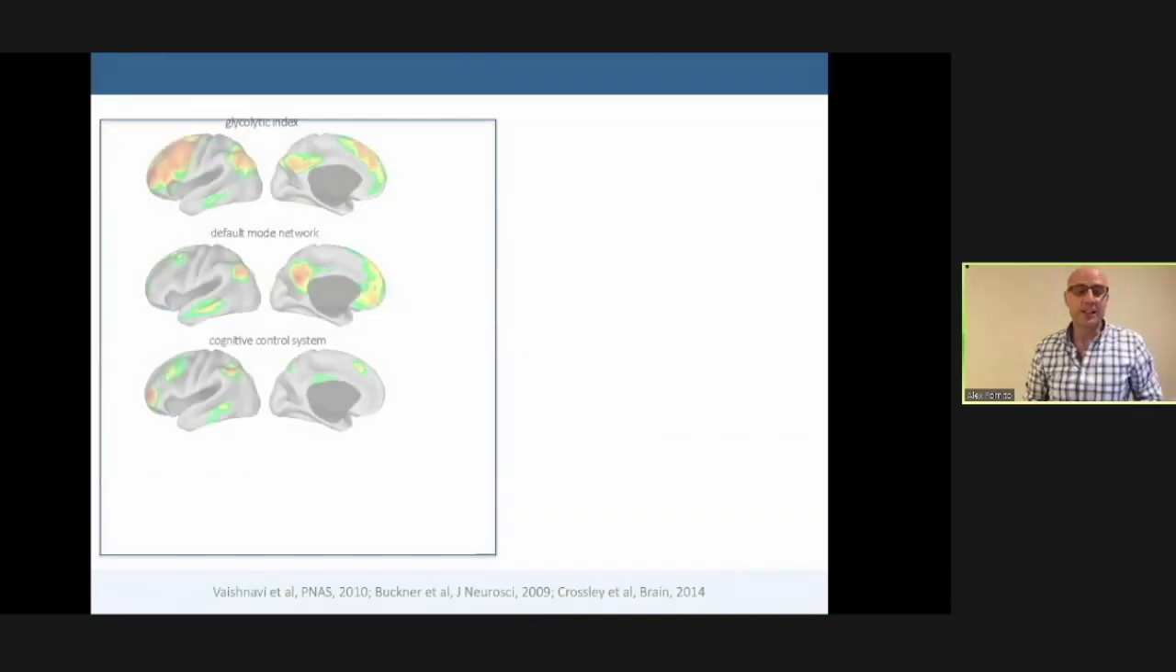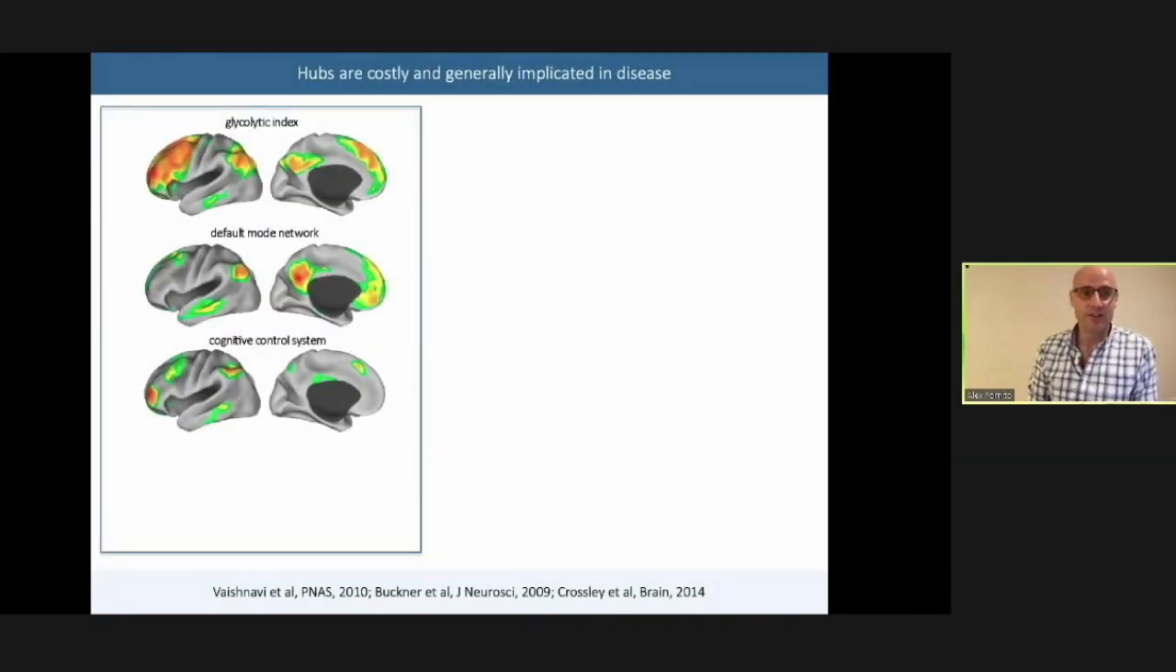Now, in humans, we can get converging evidence of the high cost of hubs from metabolic imaging. So this is some data from Marcus Raichle's team where they mapped areas showing high levels of aerobic glycolysis. And it turns out these areas correspond quite nicely with what we think to be the default mode network and kind of executive control systems. These are largely areas of association cortex, which we know to be the hubs of the brain. And so this is consistent with this idea that hubs are really highly active, involved in integrating information from different parts of the network.